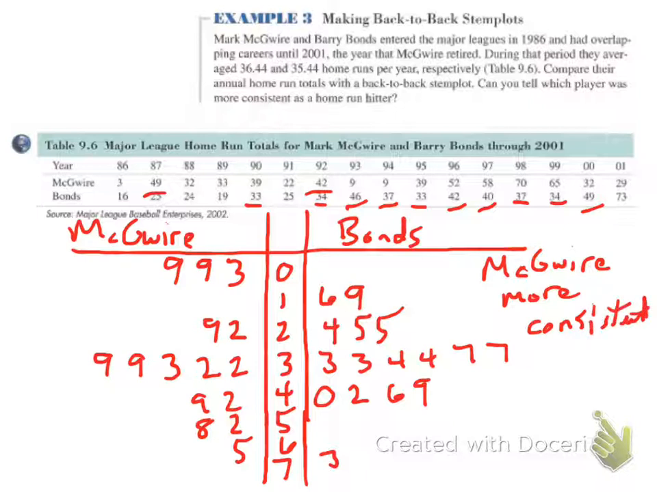Now, another reason why is look at Bonds. 73 home runs is an outlier because he didn't hit any more than 50 ever in his career. And then one season he hit 73. Okay? So that's an outlier. That doesn't really fit in with this group of home runs. That's why McGwire's a little bit more consistent.